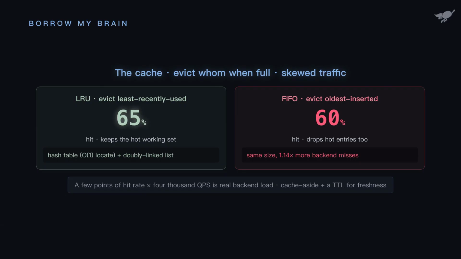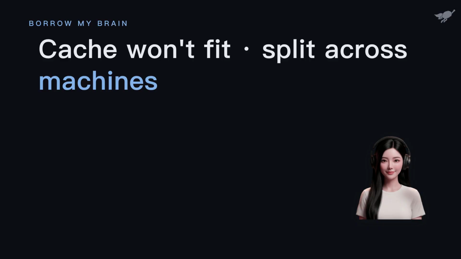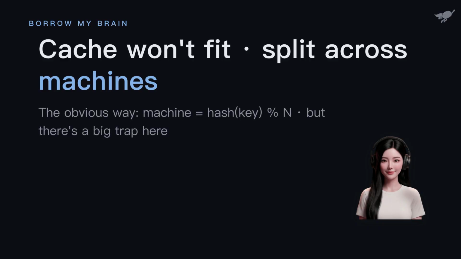How does LRU pull off O of 1? A hash table, O of 1 lookup. A doubly-linked list, move to the head on a hit, drop the tail on overflow. That's the classic structure. Now the cache doesn't fit, so we split it across multiple machines.